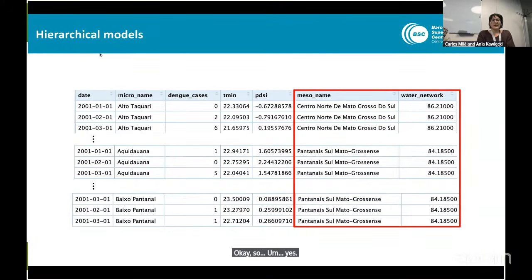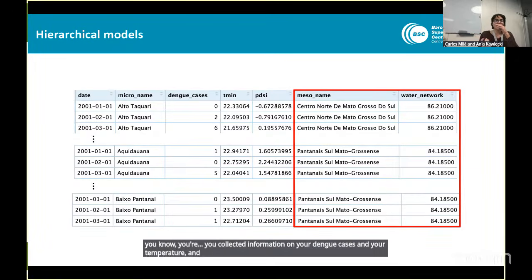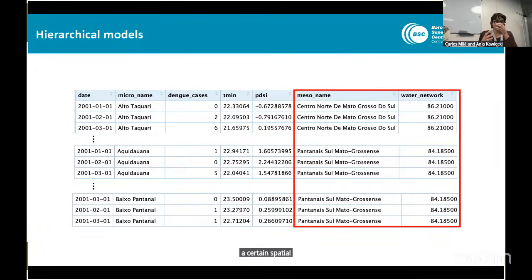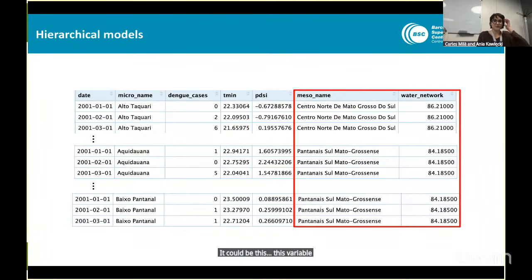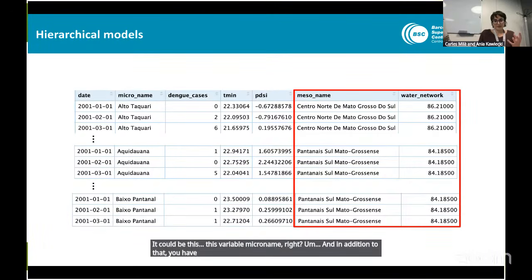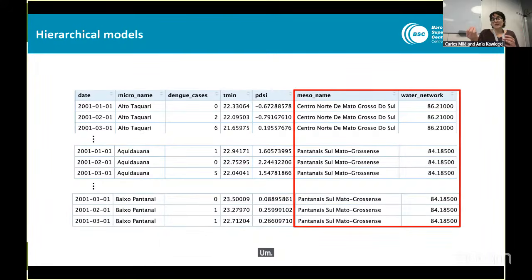Yes. So now imagine a slightly more complicated situation. Say that in addition to having, you collected information on your dengue cases and your temperature and your precipitation at a certain spatial unit. So in this case, it could be a smaller one, like municipality. In this case, it could be this variable microname, right? And in addition to that, you have this other information that is associated to a larger spatial unit, like a district or a region that your municipality is within.